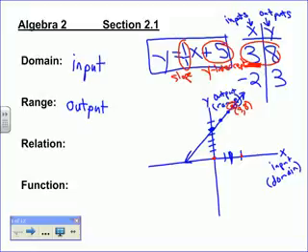If I were to input 0, what would the output be if I put in 0? 5. So I can see my output right up here. Okay.